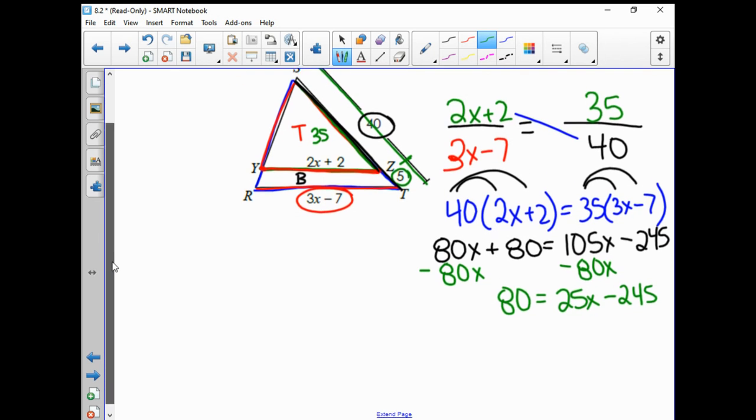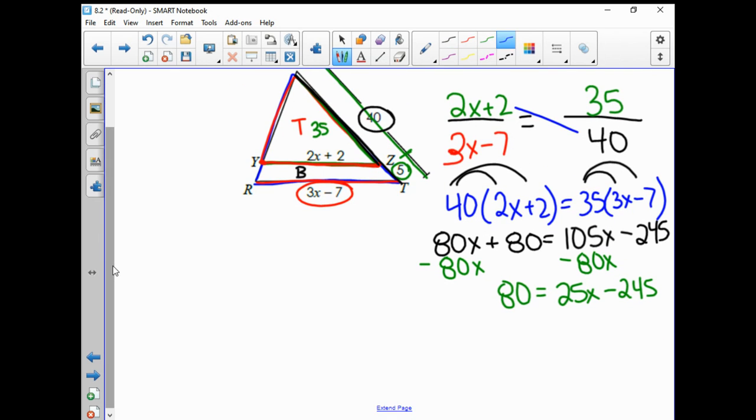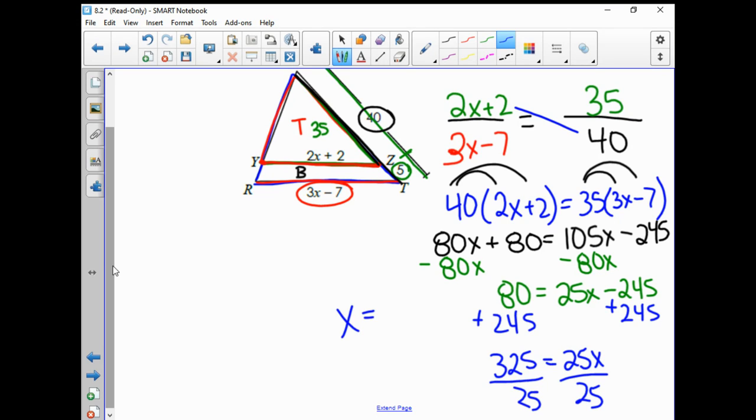Now, again, we're going to scroll down just a little to give me some more room. Now let's add 245 to both sides. 245 plus 80 is 325. That's equal to 25x. And nicely, they both divide by 25. So I know x here is equal to 325 divided by 25, which is 13.